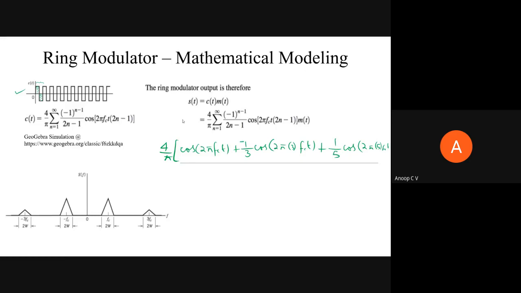Right. So our S of t is C of t into M of t. So you can see, I can replace C of t with this, right? C of t into M of t. So how does this become multiplication? Why? Because of the presence of the diode, right? The presence of the diode is what brings in this multiplication.